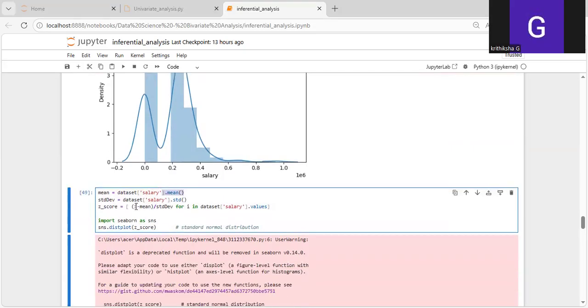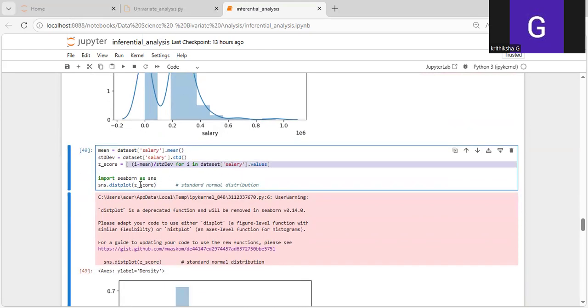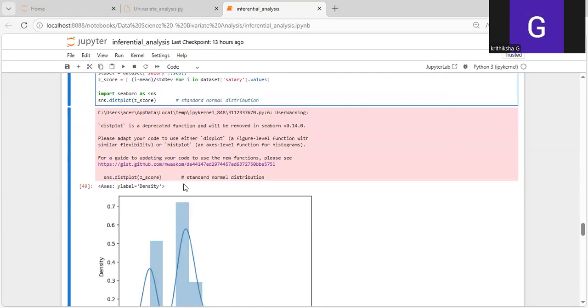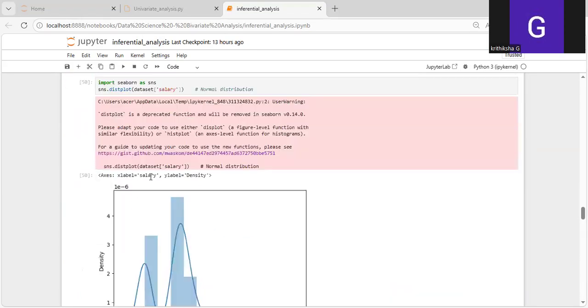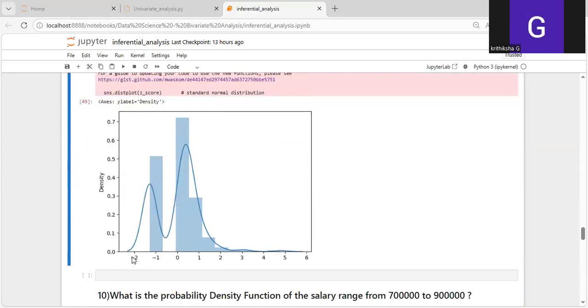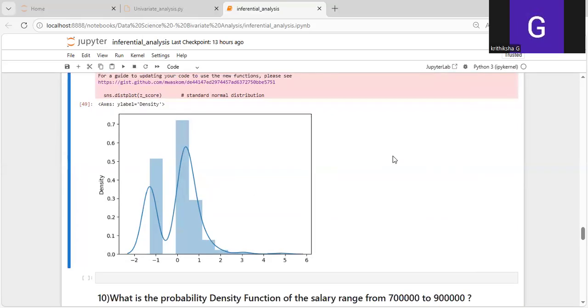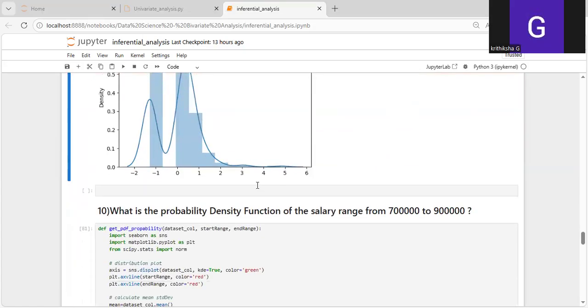And I am calculating the z-score, which is each value minus the mean divided by the standard deviation, where x is each value from the salary column. After computing the z-score, I'm plotting the distribution for the z-score. We can see that both the data distributions are the same, and only the values were changed. These values make them be considered within one particular range. So it will be helpful for building the model without being more biased.